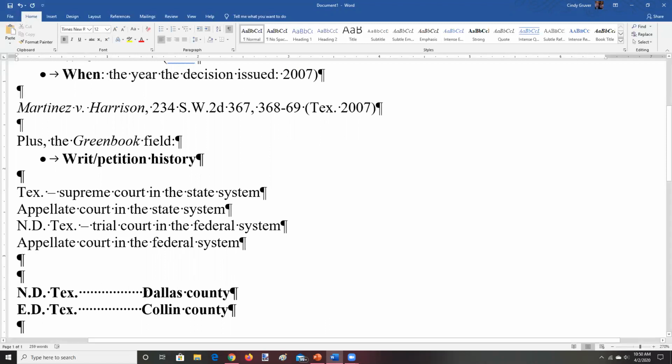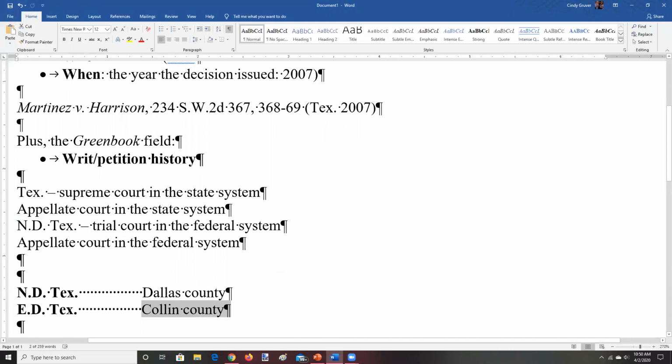So let me just make these normal so you can see. The only part of the site is this stuff right here, the stuff in bold. Okay, so we've done TEX, the Supreme Court, and we've done the federal trial courts. So now we're going to work on the appellate court in the state system.